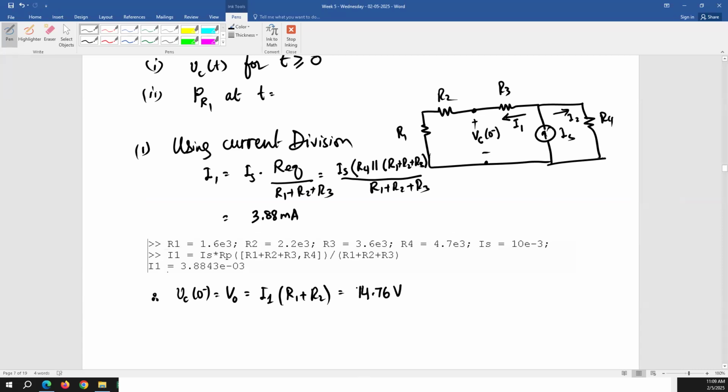This voltage is the initial value, and using this voltage, then we're going to find the expression for VC. So this is basically t less than 0. We are solving for t less than 0 up to this point, and now t greater than or equal to 0.